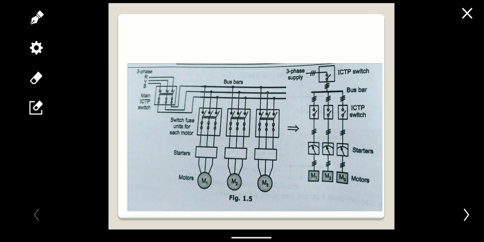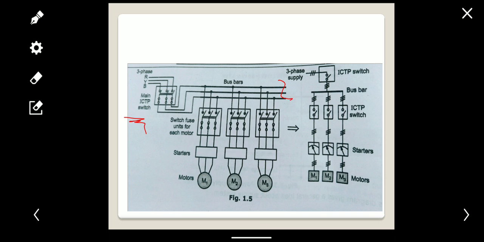Similarly, these are single phase connections. Now here is a 3 phase connection. In this diagram, 3 motors are controlled by 3 ICTP switches through bus bars. Here, the 3 motors are on a common supply. The common supply is 3 phase RYB to the main ICTP switch, this one. Then these 3 phases are given to the bus bar.